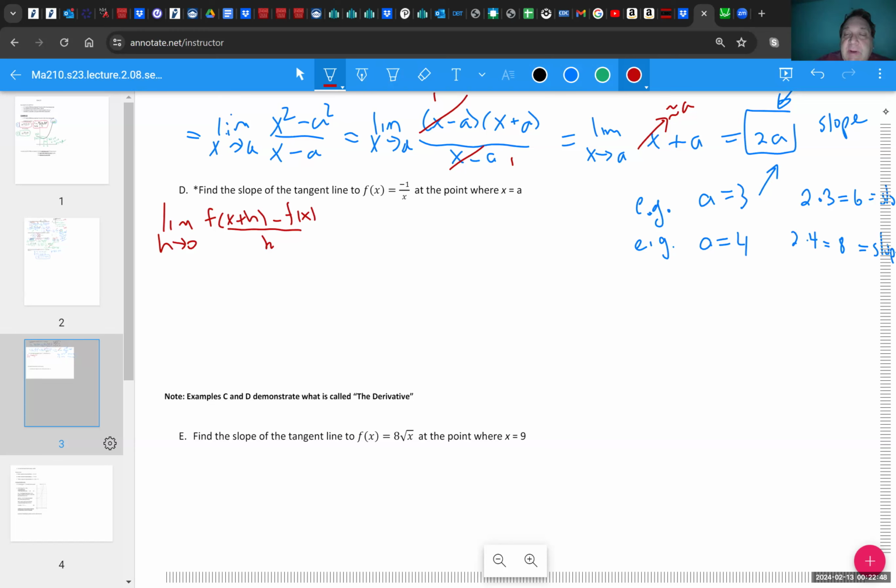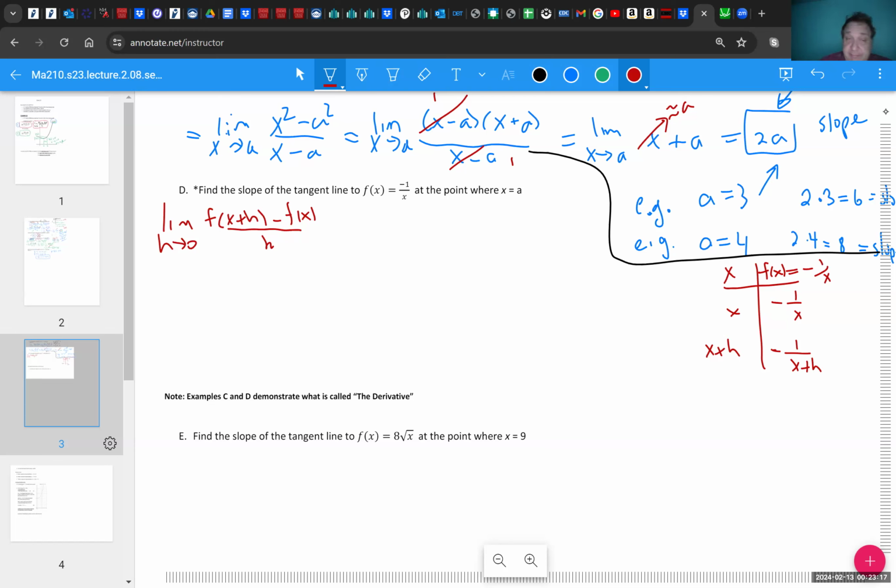And I do make my little table. I'll make it over here, I guess. So this is the previous problem. So I have x as my input, and my output is -1 over x. My 2 points are x and x plus h. I plug in x, nothing really happens. I still get -1 over x. I plug in x plus h, and I get -1 over x plus h. So those are my 2 y values.